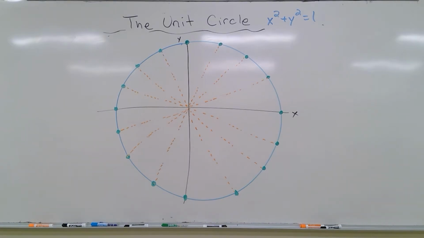By the points on the unit circle. Where do they come from? Let's find out right now.